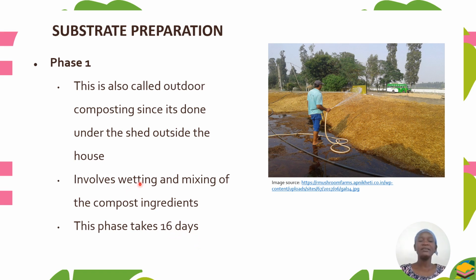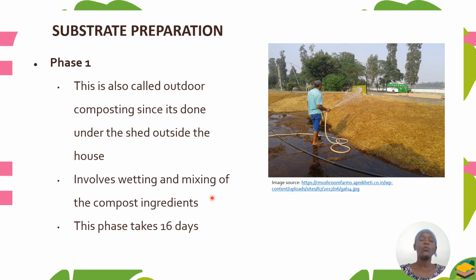So mark this under phase 1 substrate preparation. It involves wetting and mixing of compost ingredients. So I'm saying that these ingredients are mixed one by one. As we are mixing, we apply some water.